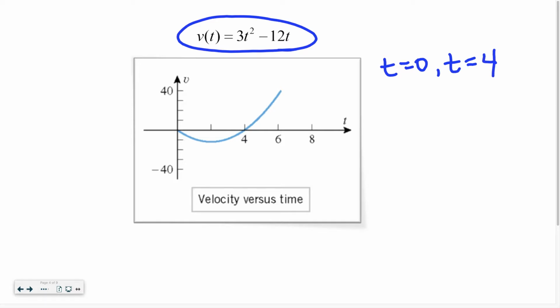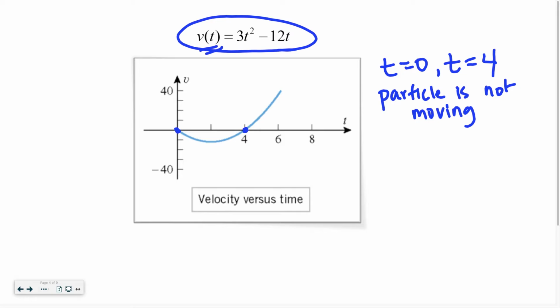What is true about the velocity at time equals 0 and time equals 4? What was the value of our velocity? What's our y value? 0. Okay, well instead of y, it's v, okay? So here, at time equals 0 and time equals 4, our velocity is 0. What did we say about velocity being 0? What's happening to our particle? It's not moving. So at 0 and 4, our particle is not moving.